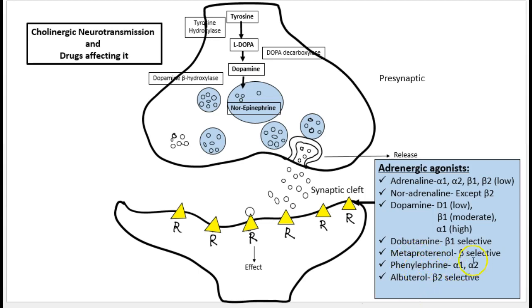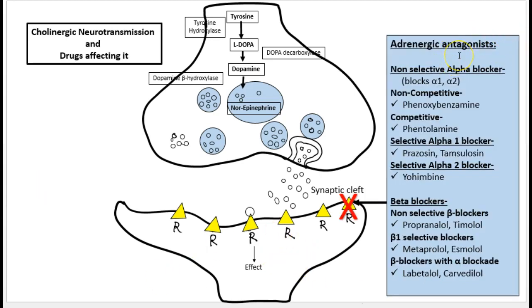Phenylephrine. Phenylephrine is selective to alpha receptor, so it's an alpha agonist. It stimulates both alpha 1 as well as alpha 2 receptors. Whereas albuterol, terbutaline, formoterol, salmeterol, these are all beta 2 agonists, meaning they selectively stimulate beta 2, and thereby cause bronchodilation. So it is specific for bronchial smooth muscles and hence it is used in bronchial asthma.